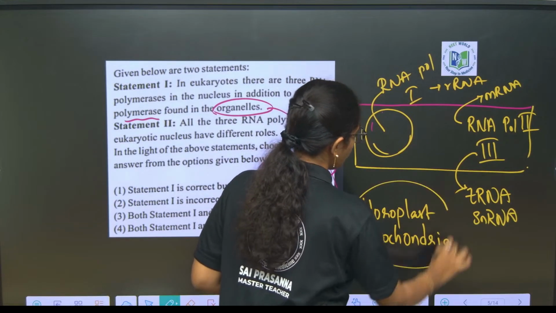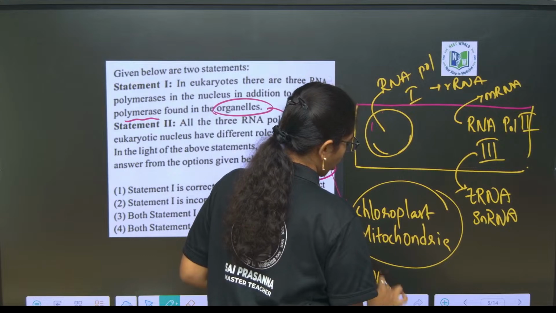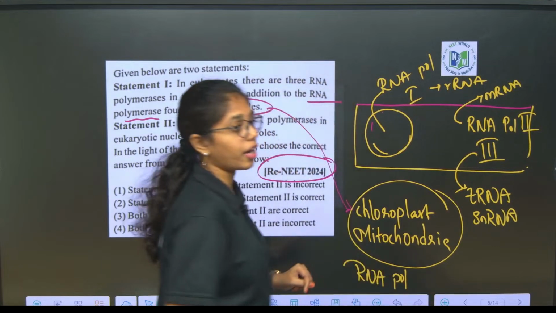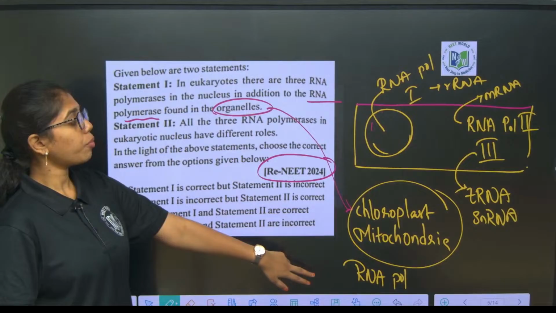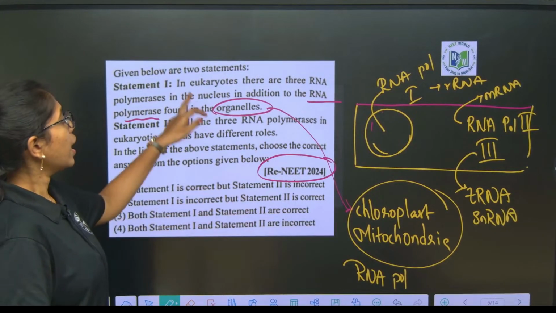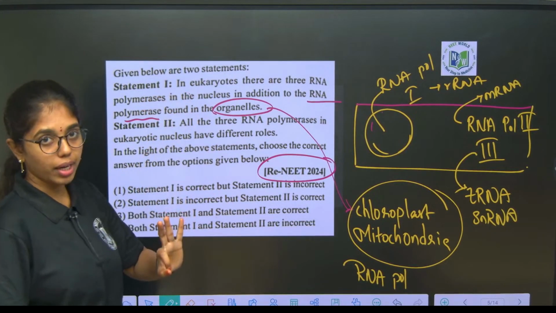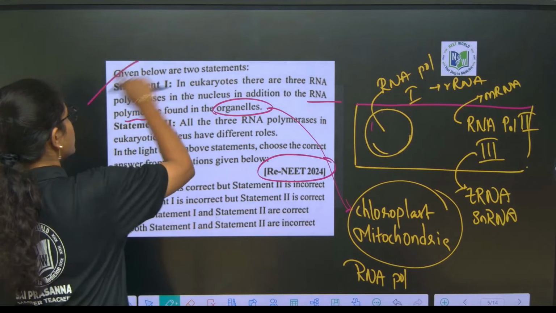These organelles will have only RNA polymerase, like how you see in a prokaryotic cell. So apart from the RNA polymerase present in the organelles, in eukaryotes there are 3 RNA polymerases inside the nucleus. So statement 1 is true.